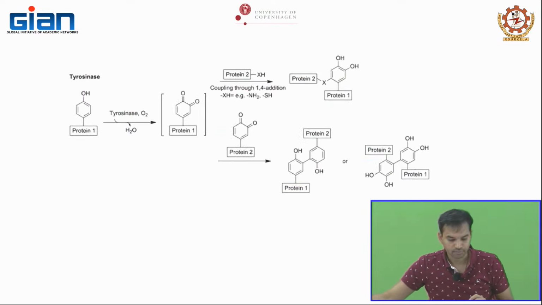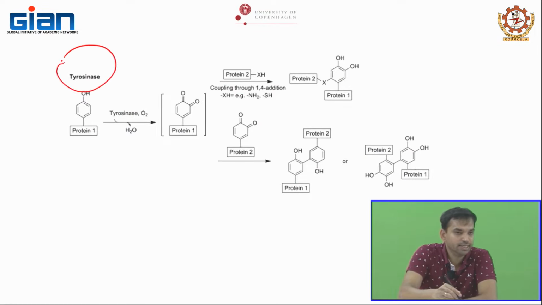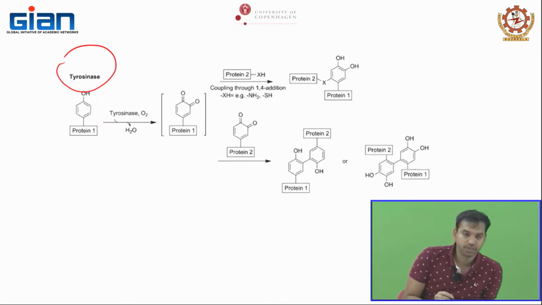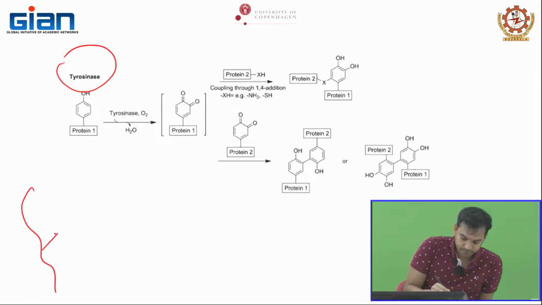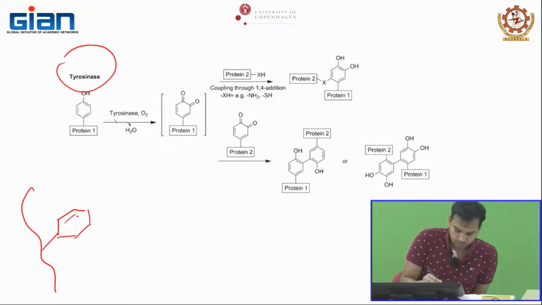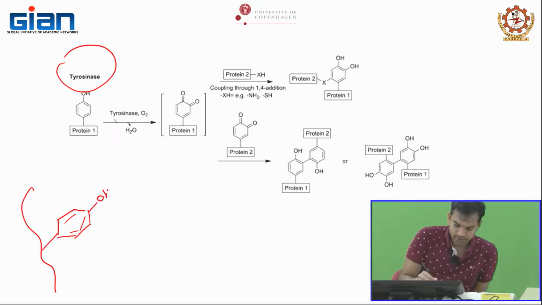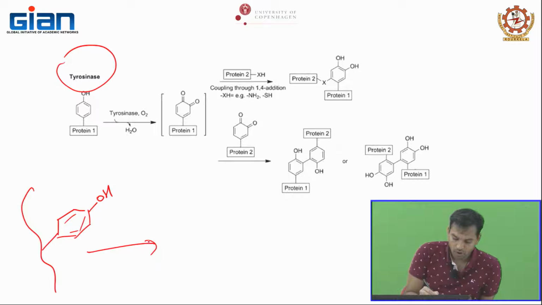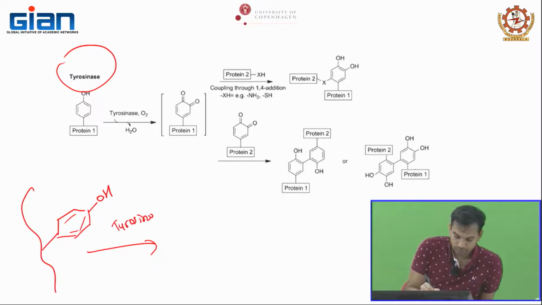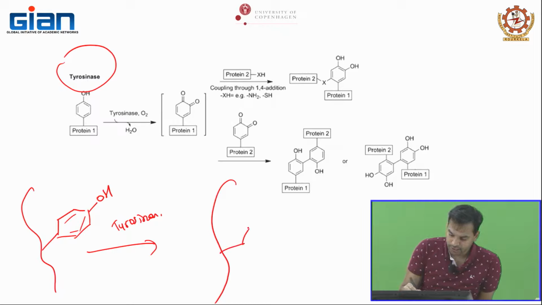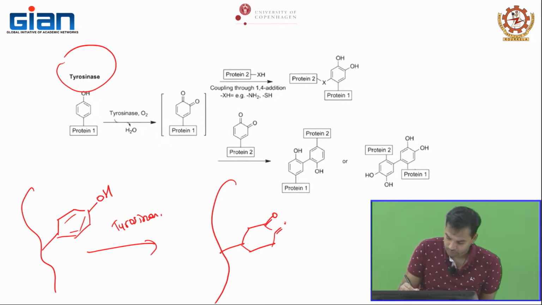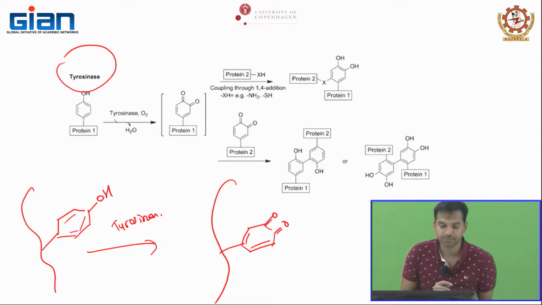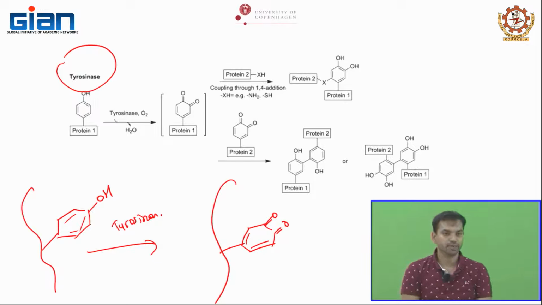Okay? And then we have another enzyme called tyrosinase. Transglutaminase will cross-link glutamine and lysine residues. Tyrosinase will cross-link two tyrosine residues. You have a tyrosine. This is tyrosine. Okay? If you add an enzyme called tyrosinase, it will oxidize tyrosine into a compound called a electrophilic compound, something like this one, okay, quinone, right.